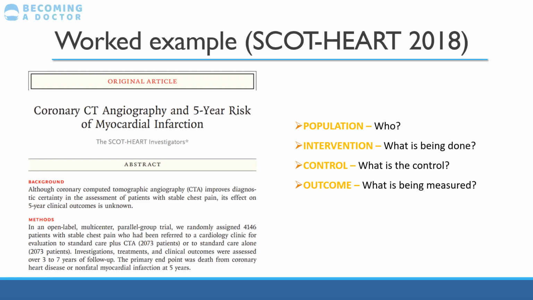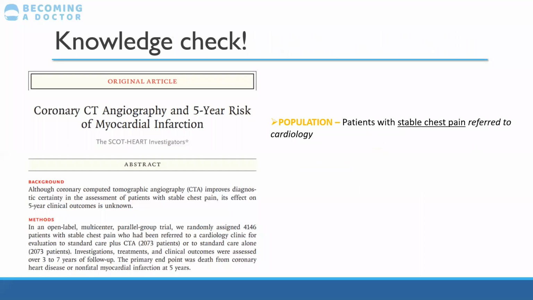So first of all, thinking about which population is being studied here, what's being done, what's the control, and what is being measured. I'm going to run through each of these. In this study, if you just briefly read through it here, the population is patients with stable chest pain. So that's these patients who are coming into hospital complaining of stable chest pain and who are referred to cardiology. That's the population being studied.